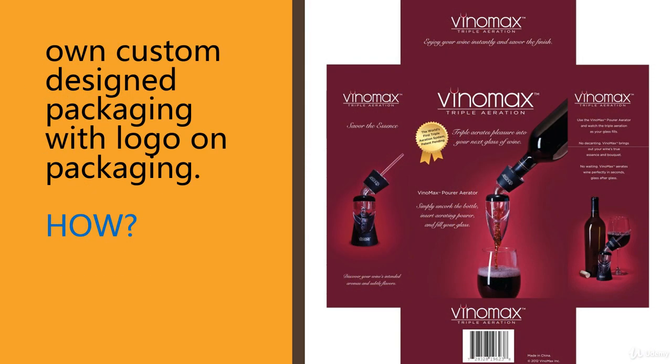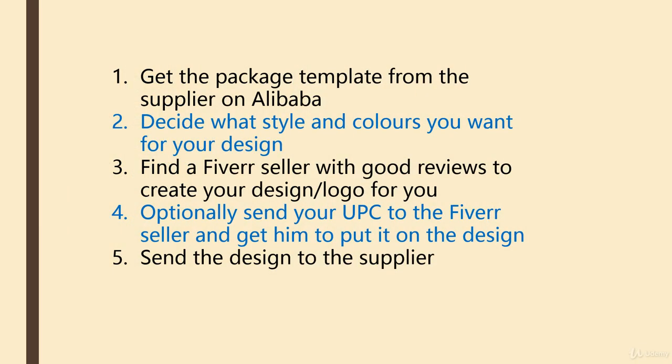So first of all, your own custom design packaging with a logo on the packaging. That's the simplest way to put your own real brand on a product. So how would you do this? First of all, you'd get the package template from the supplier on Alibaba. Now the suppliers always have a template for the packaging. Sometimes they have different templates because sometimes there's a choice of packaging, for example boxes or blister packs. So they would have a template for each type of packaging and they will send you that template.